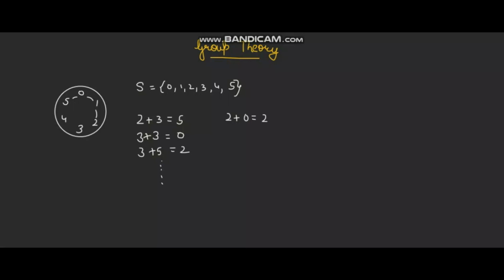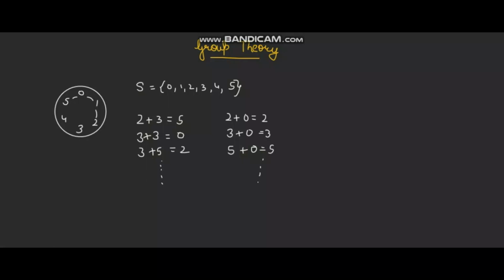Okay, now we will also observe that adding any number to 0 always gives us the same number. 3 plus 0 will give us 3. 5 plus 0 will give us 5, right? So adding any number to 0 is giving us the same number. Adding any two numbers of this set take us to a number which belongs to the same set.